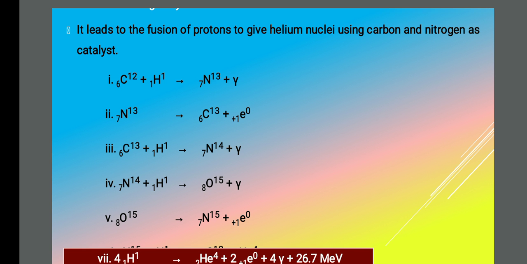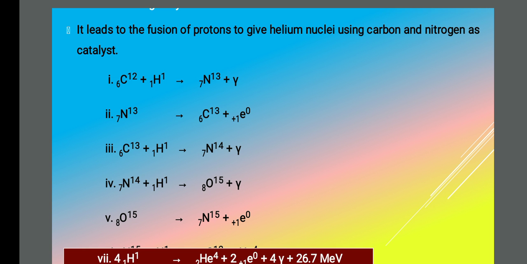So if you take the overall reaction, 4 protons combine to give you helium plus 2 positrons plus 3 gamma radiation plus 26.7 mega electron volts. This is another cycle where we are able to produce stellar energy. This cycle we call the carbon-nitrogen cycle, and carbon and nitrogen are acting as catalyst.